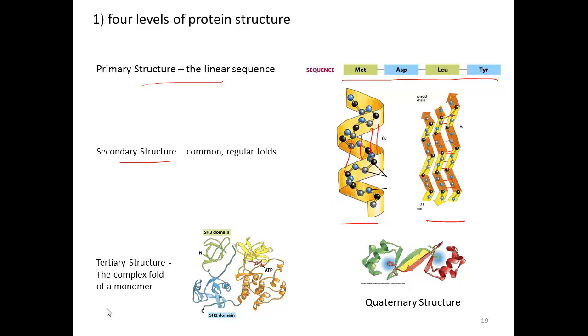The tertiary structure is the final complex fold of a monomer. Here you see subdomains, you see alpha helices, you see the beta sheets, and the loop structure of the intervening sequences. Finally, the quaternary structure refers to the fact that protein monomers can interact in a multi-complex unit.